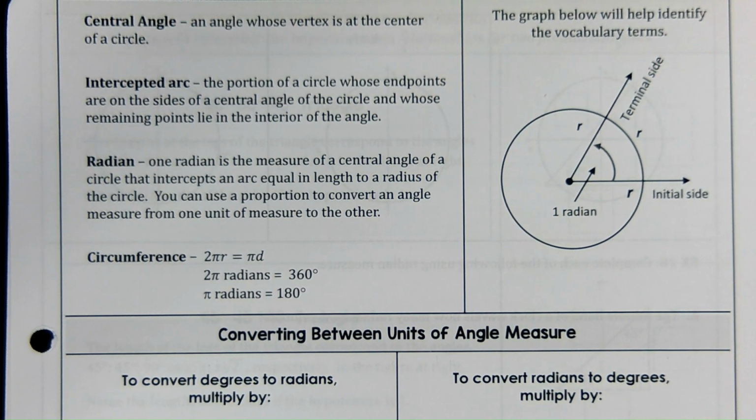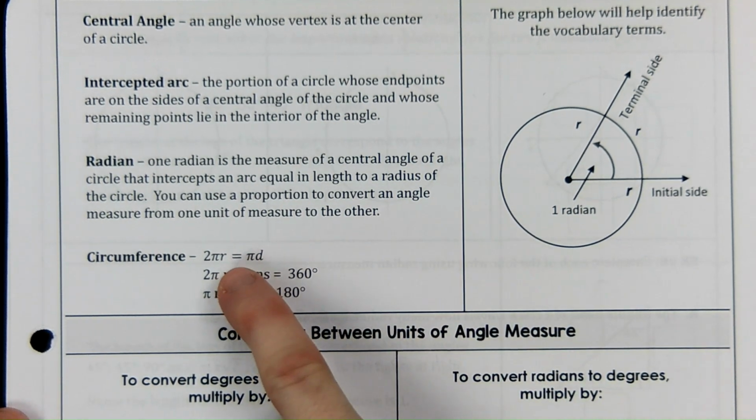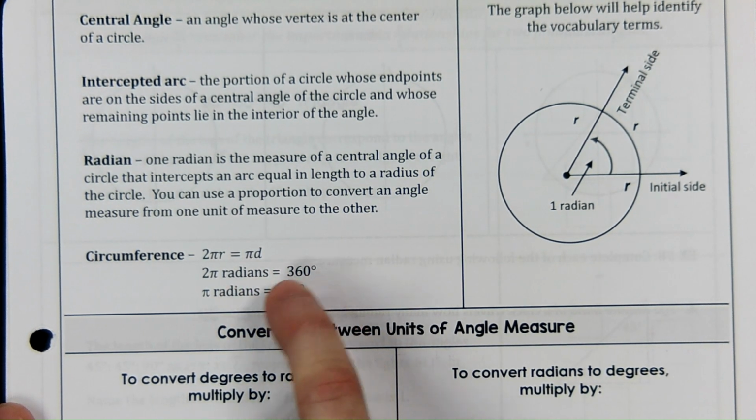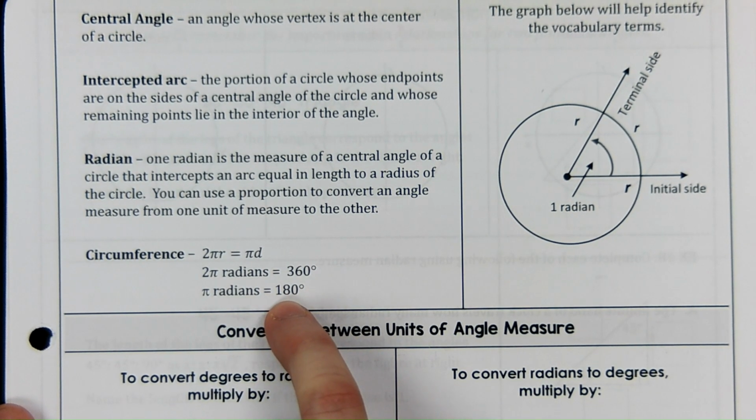Cooper? Okay. So you could say that 2 pi radians is equal to 360 degrees. Of course, you could divide both sides of this by 2 and say that pi radians is 180 degrees. Go with that? Awesome.